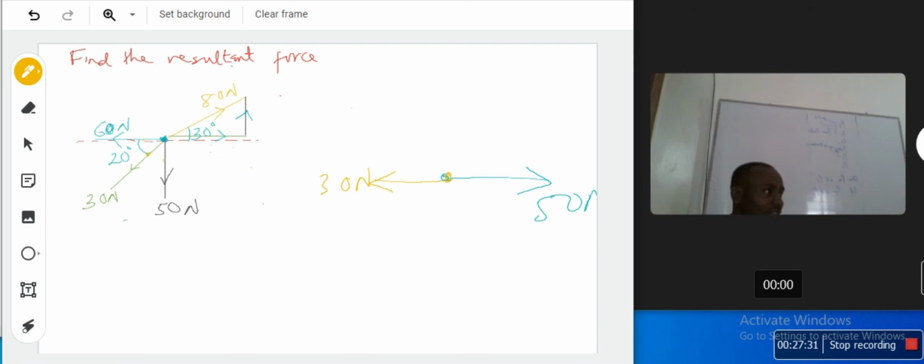20 to the right. It's even good that you mention the direction, because force is a vector quantity, so direction is important. You know, when the forces are acting in opposite directions, you subtract, isn't it? But if they're acting in the same direction, you add.